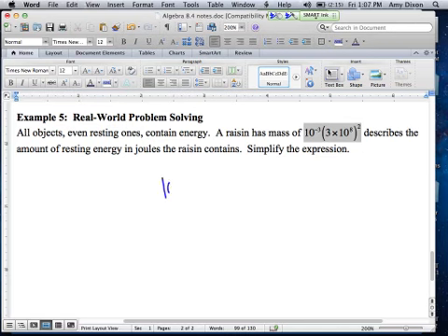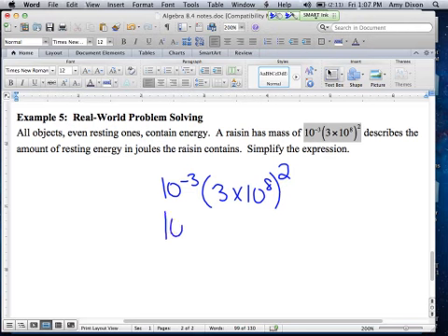So let's rewrite the expression right here. 10 to the negative third power, 3 times 10 raised to the 8th, all of that raised to the second power. Where do I begin? Well, we can't do anything with 10 to the negative 3 yet. We're just going to rewrite that. But we need to do something with this, too. It's a power. It needs to be distributed to everything inside that parentheses. But we're still keeping the scientific notation form.